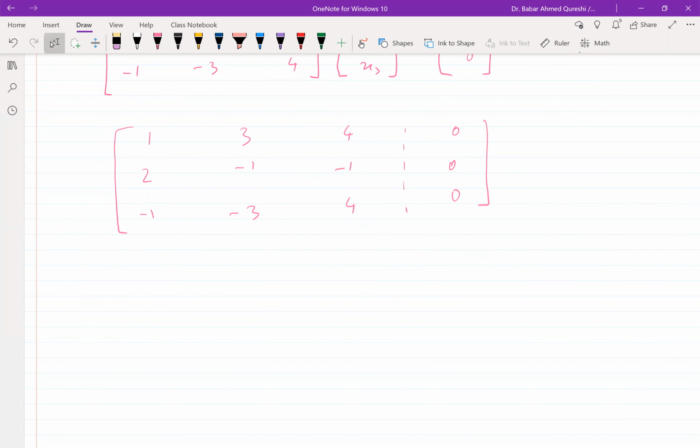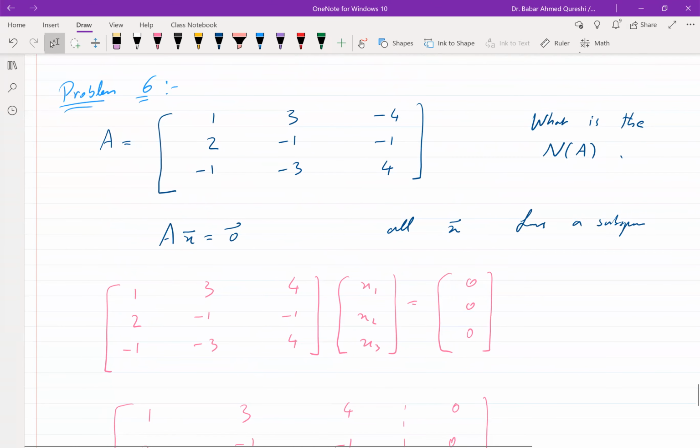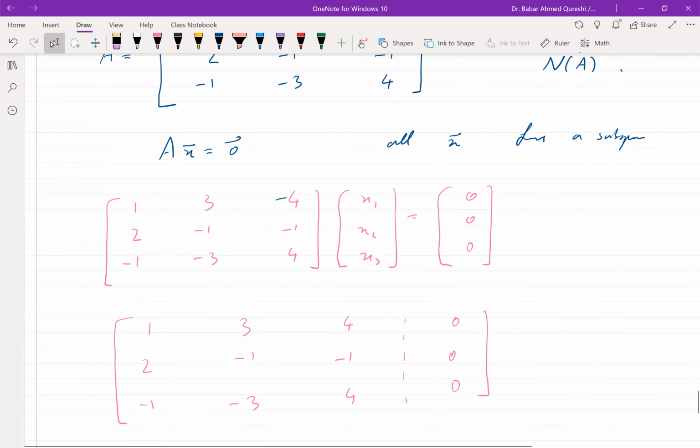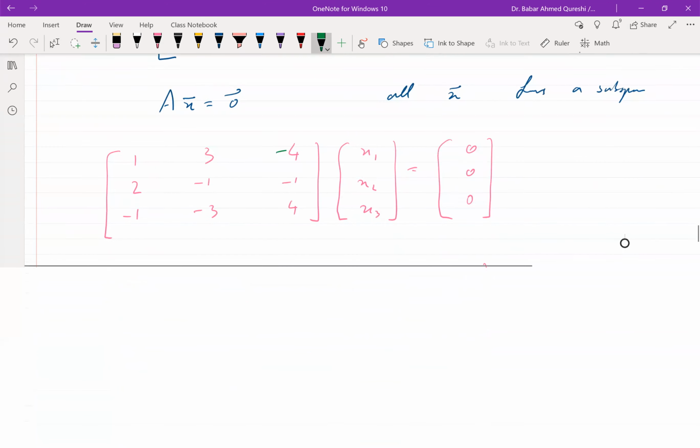So I do minus 2 times the first row added to the second, so minus 6 minus 1 gives me minus 7, minus 8 into minus 1, no, so there is, let's put, I think there was a minus 4 here. Yeah, everything else is fine.